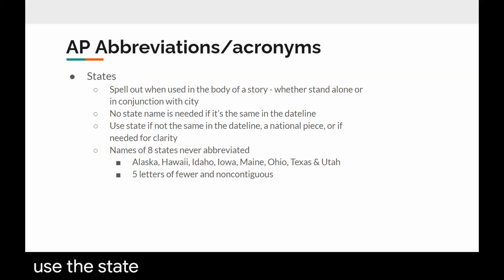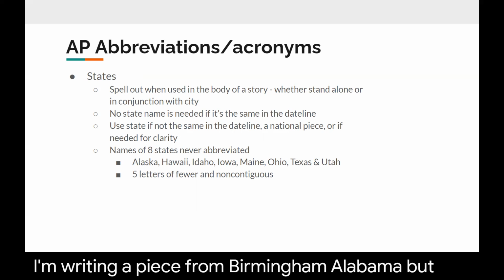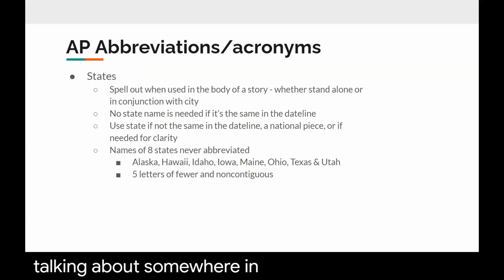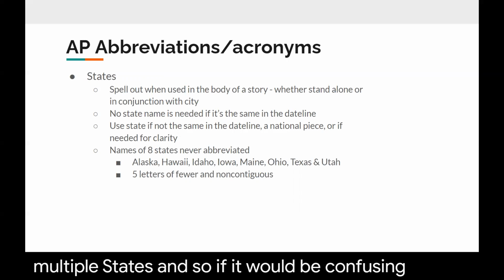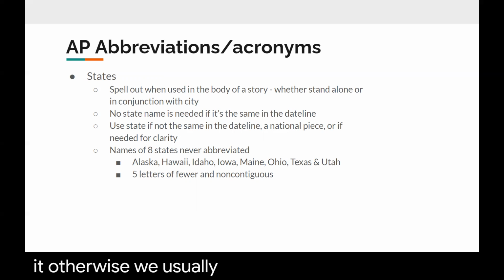You would use the state if it's not the same as the dateline. So if I'm writing a piece from Birmingham, Alabama, but I'm talking about somewhere in Tennessee, I'm going to use Tennessee. If I'm writing a national piece or I'm a national paper, then I want to specify the state, because I'm not tied to a particular state if I'm a national outlet, or if it's needed for clarity. There are some cities that appear in multiple states, and so if it would be confusing as to what state I'm referring to, you would want to include it. Otherwise, we usually do not include the name of the state, especially for local pieces.